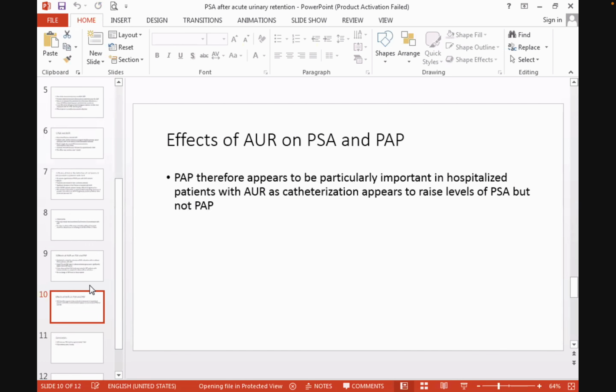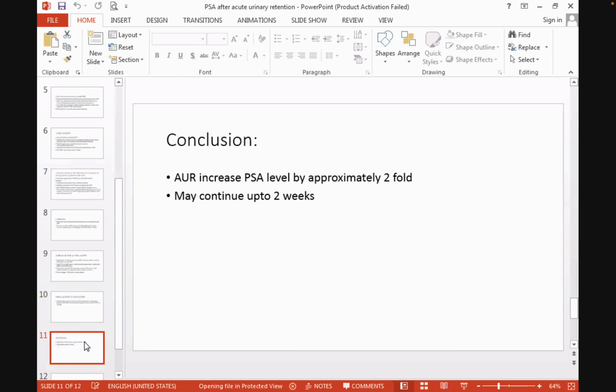PAP therefore appears to be particularly important in hospitalization with AUR. Catheterization appears to raise the value of PSA but not PAP. Next slide. Therefore, we conclude acute urinary retention increases the PSA level by approximately 2-fold, which may continue up to 2 weeks, and we should do it after at least 2 to 3 weeks of a successful trial without catheter.